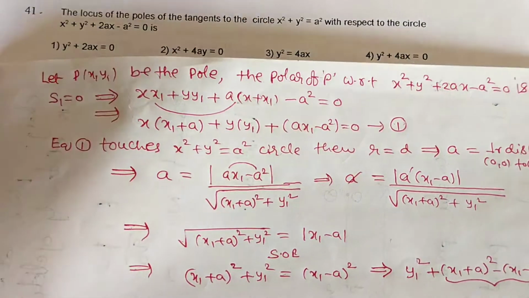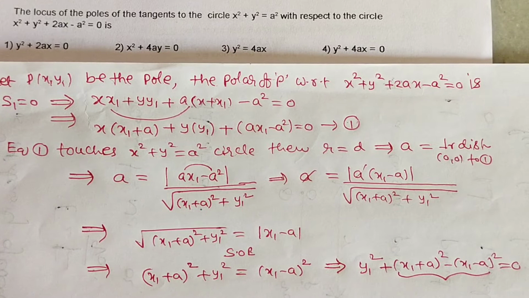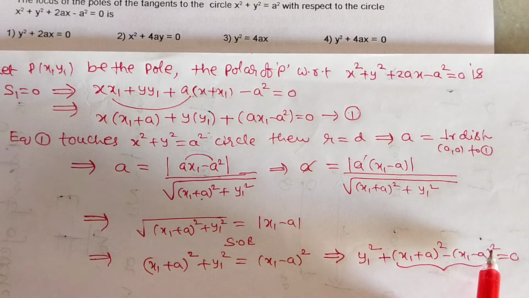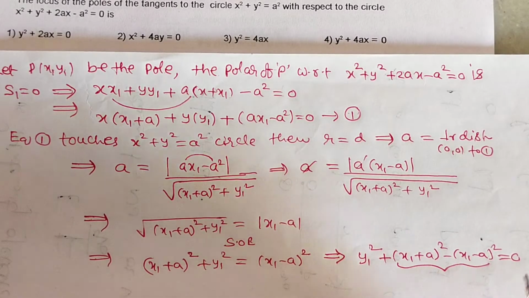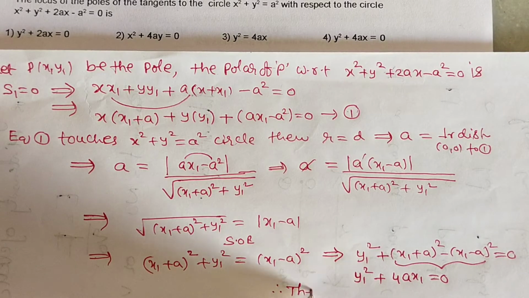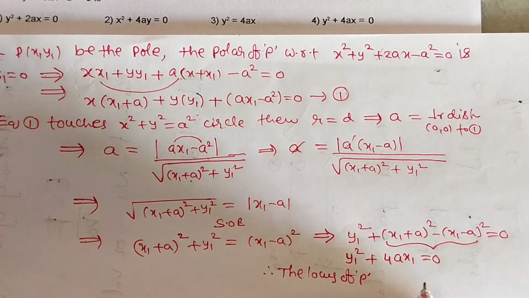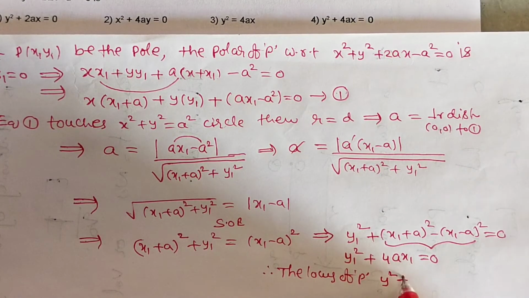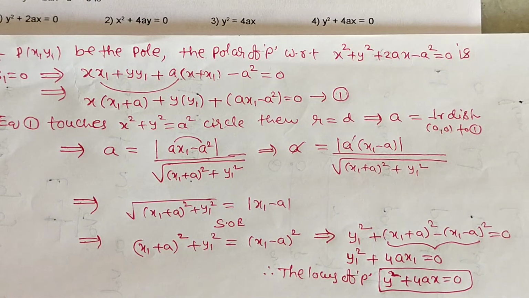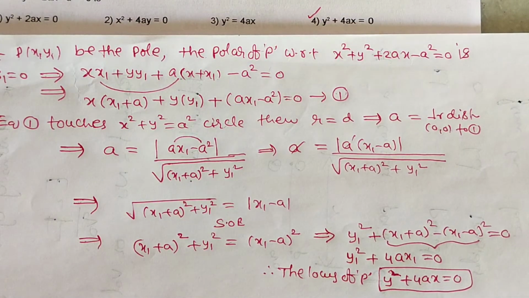This value, it is in the form of (a + b)² − (a − b)², which is 4ab only, no? So y1² + 4ax1 = 0. Therefore whenever you are writing the locus of P, you remove x1, y1 and write x, y. So y² + 4ax = 0. Which is the required locus? y² + 4ax = 0, which is there in the fourth option.